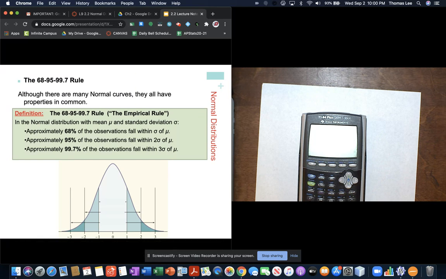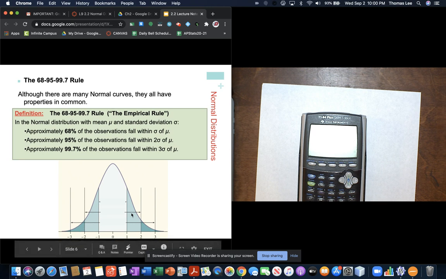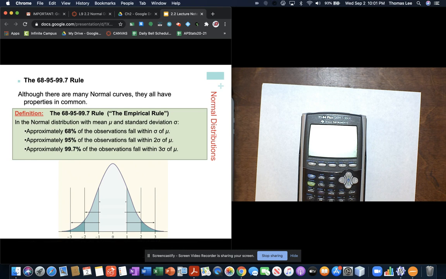Another way to interpret that, percentage-wise, is if 100% of the data is underneath this curve, well, 68% of the area or 68% of the observations lie within the interval of -1 to 1 standard deviation. And then from -2 to 2, that is 95 percent. And then from -3 to 3, that's almost all the data. It's 99.7% of the data.